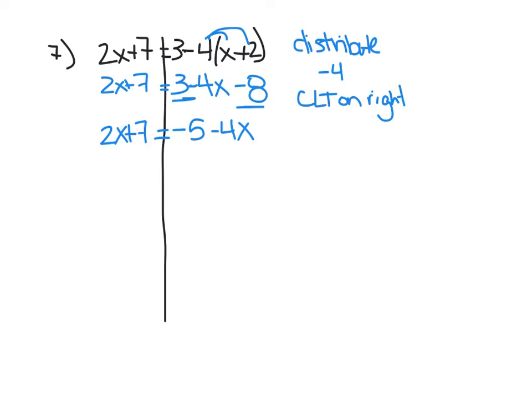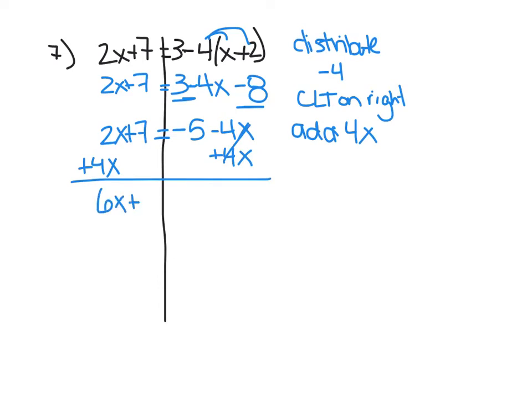So what we're going to do now is I see I have variables on both sides. We need to get the variables together. And I see I have a negative 4x, so I think the easiest thing to do is going to be to add the 4x to both sides because that's going to keep me with positive numbers. I like positive numbers. Right, so 4 plus 2 is 6 times x plus 7 equals negative 5. So we want to get the variable terms together before we start moving constants.